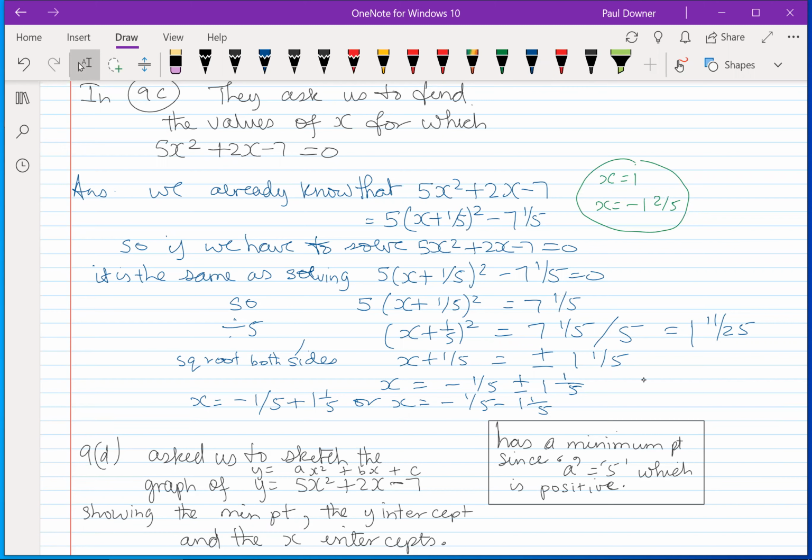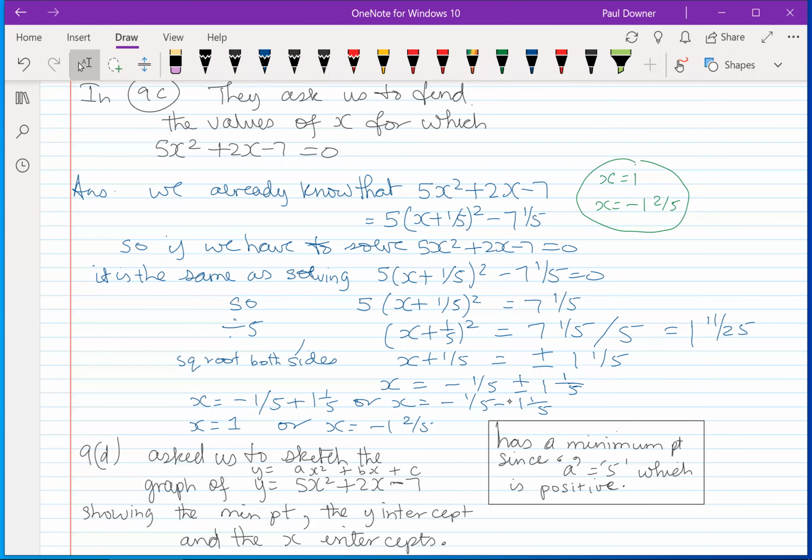Okay, so there are two possibilities. X, therefore, is going to be, if I work out minus 1/5 plus 1 and 1/5, I'm going to get an answer there of 1. Or if I work out this one, minus 1/5 minus 1 and 1/5, I'm going to get an answer of negative 1 and 2/5.